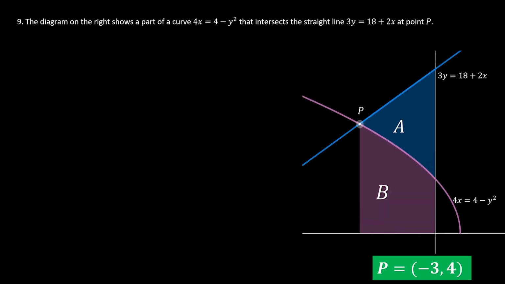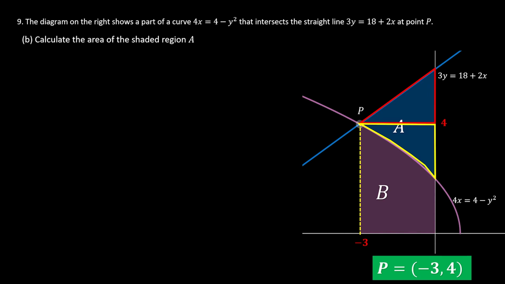So this is my P value, we put it aside first. Now we're going to look at question B, which is to calculate the area of shaded region A. So A is basically bounded here. First, we need to know where the boundaries are. We know the coordinate of P is (-3, 4). So now we can shade it, -3 and 4. Region A breaks down into two parts. As we can see here, the first part is a triangle, and the second part is basically the curve region.